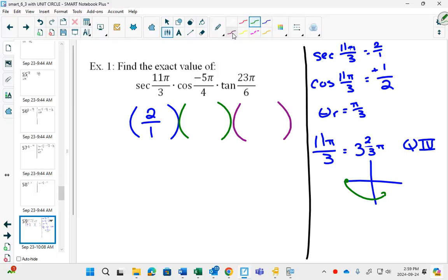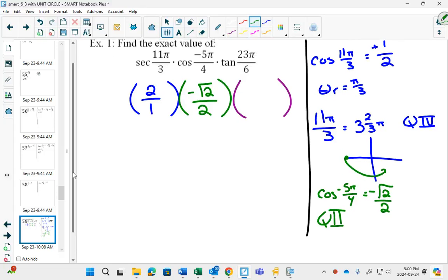Next, cos of negative 5 pi over 4. Well, I know it's part of my pi over 4 family, so I know it's root 2 over 2. If 5 pi over 4 in the positive direction is quadrant 3, then 5 pi over 4 in the negative direction will be quadrant 2. And so we'll have a negative there. We'll have negative root 2 over 2.